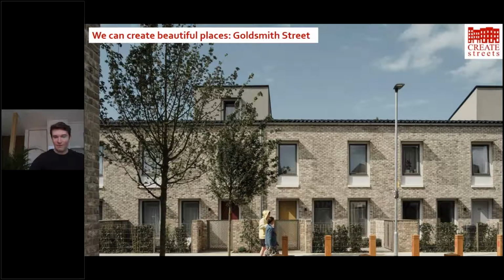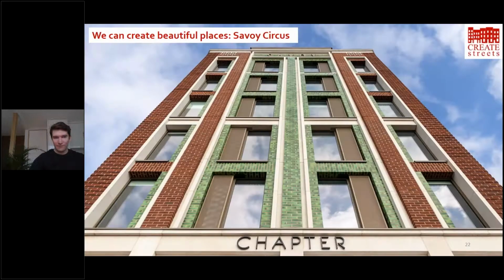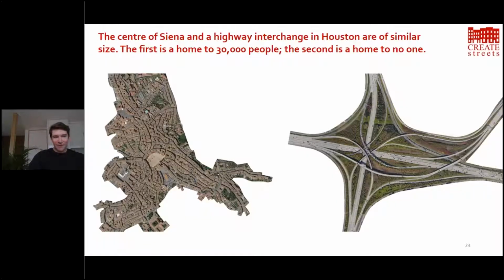We can create beautiful places. There's Goldsmith Street, council housing in Norwich. This is Savoy Circus from HJ, so these are all new buildings. And we really need to think about how we use and how we think about space. These two images are at the same scale. One is Siena, home to 30,000 people, and temporary home for an order of magnitude larger number of tourists for one or two weeks, when we can actually get back and do that.